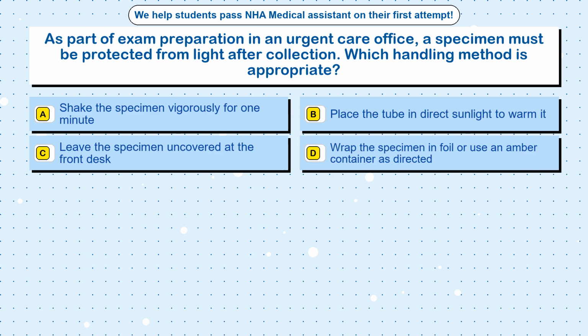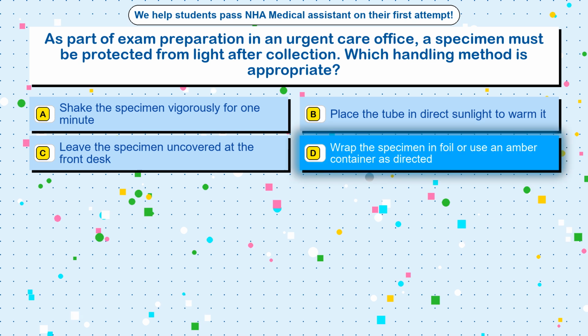Question 5. Which pulse site is located on the top of the foot for a routine outpatient workflow? Option A. Apical. Option B. Dorsalis pedis. Option C. Temporal. Option D. Brachial. The correct answer is option B.